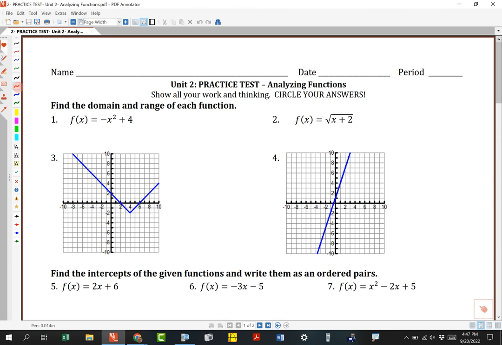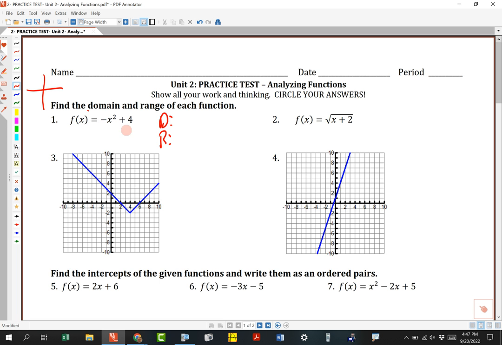Okay, let's run through and do this practice test really quickly. It says find the domain and range of each one of these. So we need to find the domain and range. Notice that this one right here might be helpful to do a quick draw. We don't have any square roots. We don't have any division, so there are no domain issues here.